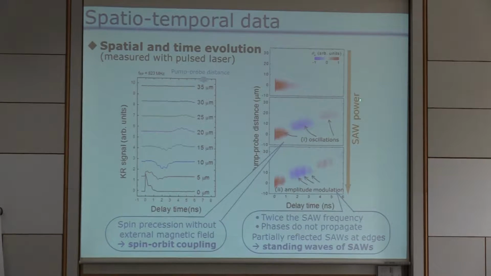When we increase the acoustic power, we can observe the signal appear along this slope. This slope is determined by the acoustic velocity, and this oscillation is due to the spin-orbit interaction. Also, sometimes we observe this kind of modulation in the signal, but this phase does not propagate with the acoustic wave. This means it is probably due to standing waves produced by the reflected acoustic waves at the edges. So we don't want to see this, but we want to see this oscillation to understand the spin-orbit interaction.